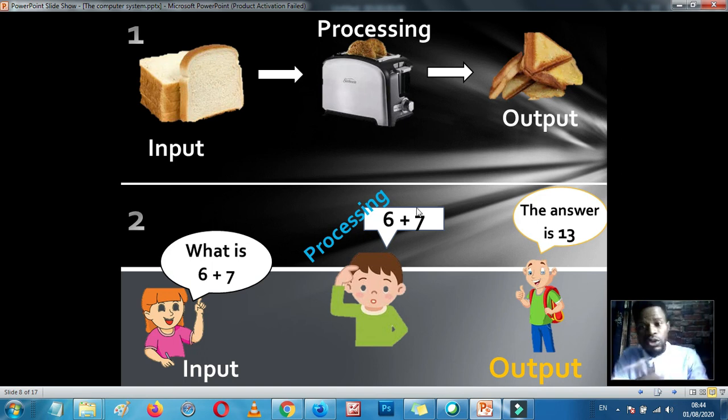So these are some examples of the input and output process. Now I want to give you some tasks. You can look around your house and think about the input and output processes that happen in your house.